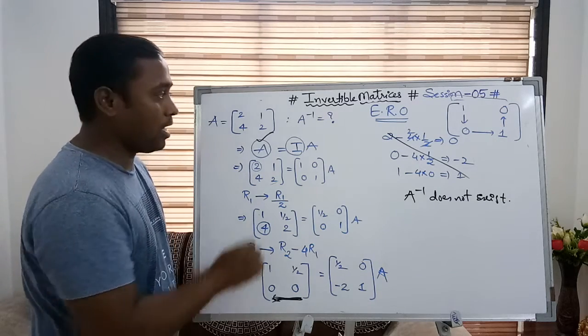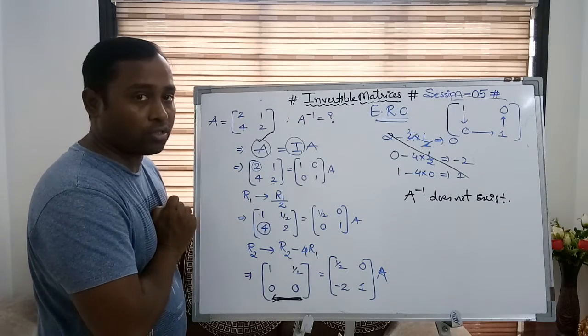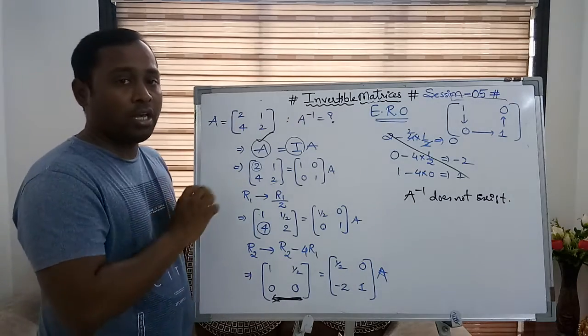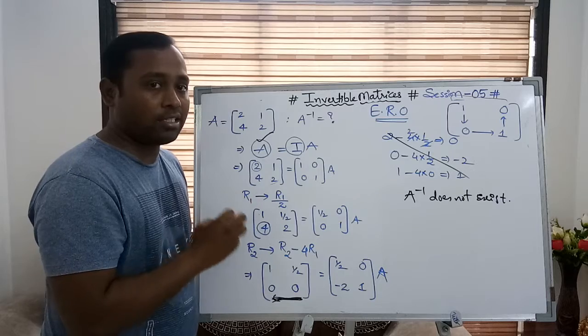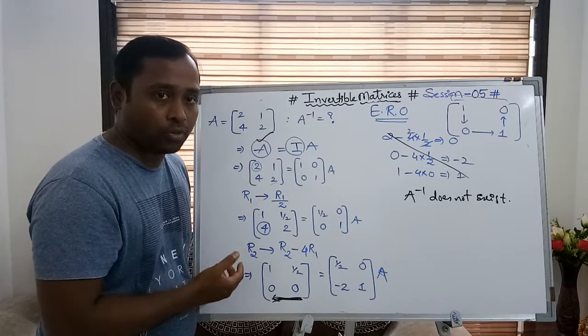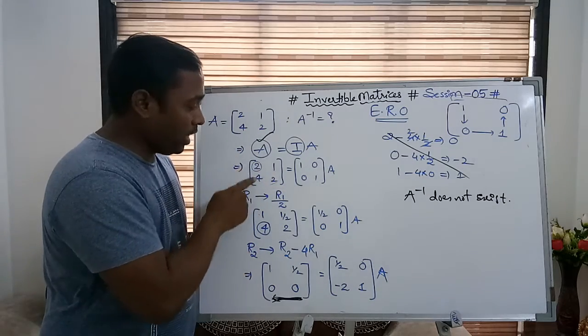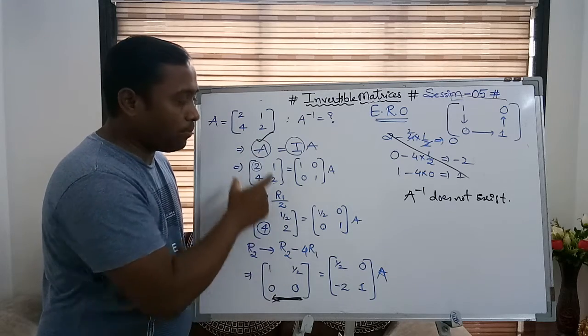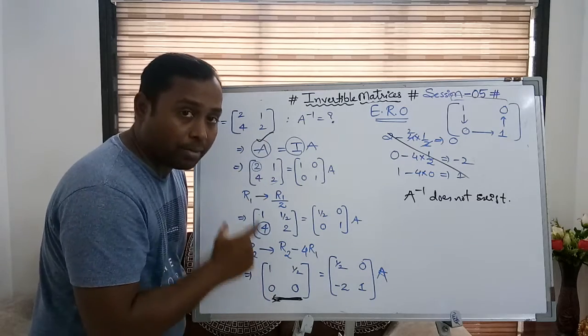I repeat, I purposely took this question to help you understand the concept, where you can say that its inverse does not exist in the process. See, in the left hand side portion, I am talking about the left hand side matrix.